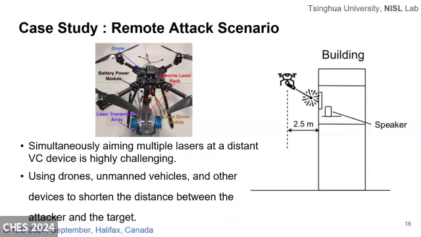Now, here comes the most interesting part, I think: simultaneously aiming multiple lasers at a voice control device is highly challenging. To address this, we propose to use drones or vehicles and other devices to shorten the distance between the attackers and the devices, which can ensure the task of targeting multiple microphones can be accomplished within a relatively short range.